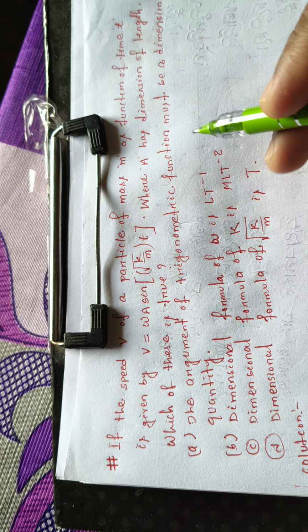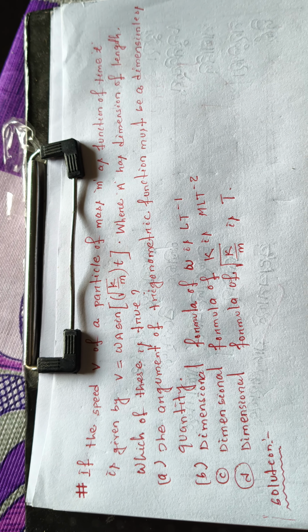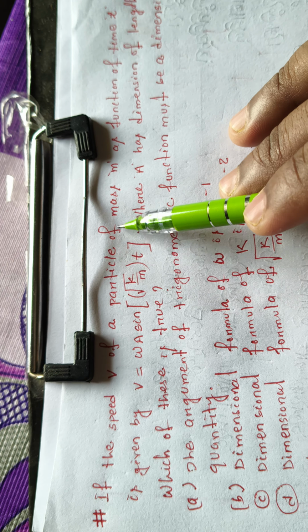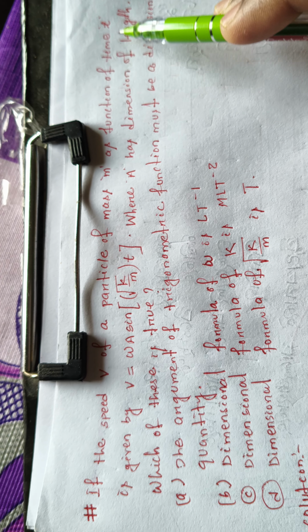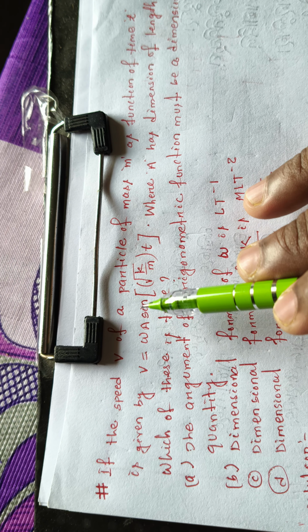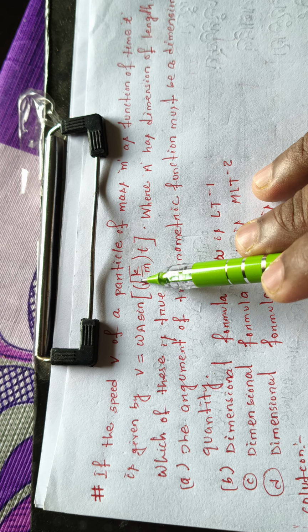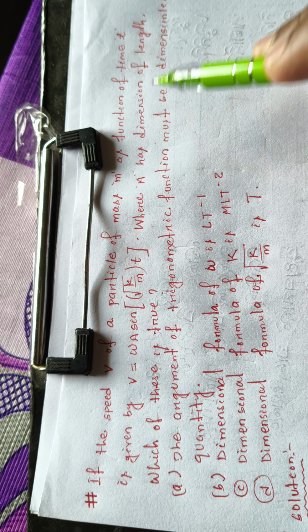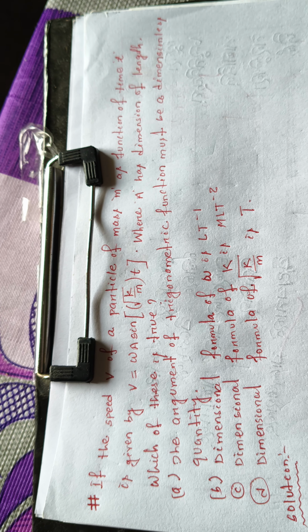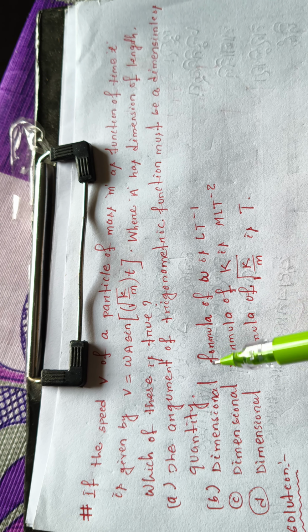So this question is very important towards any competitive exams. If the speed v of a particular mass m as a function of time is given by v equals omega a sine of root over k by m t, where a has the dimension of length, which of these is true?